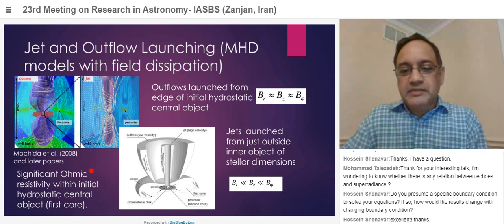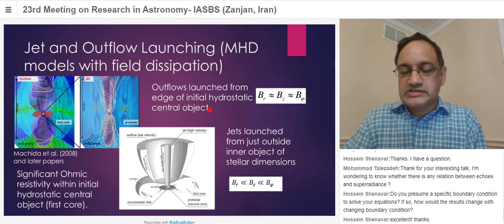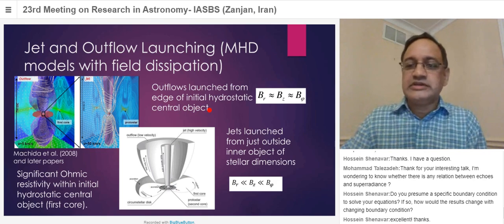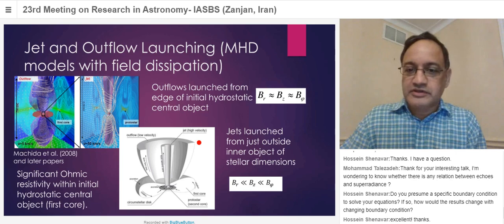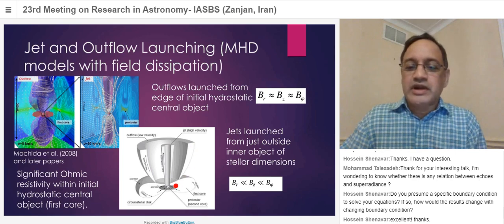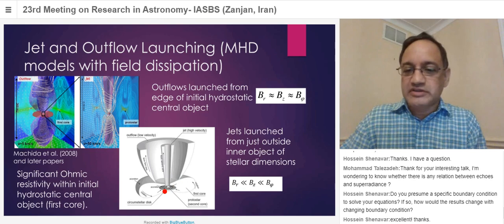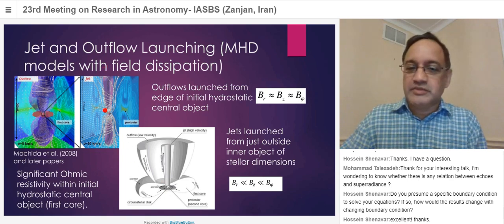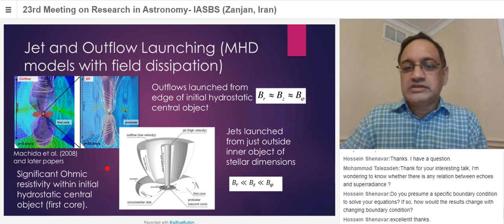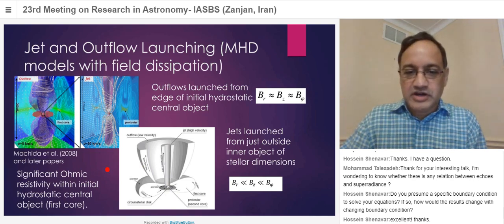axis, then the magnetic effect can fling matter out at the edge of the so-called first hydrostatic core, which has a size of several astronomical units, and that creates the kind of moderate velocity outflow at tens of kilometers per second. Whereas once you form a central object of stellar dimensions, in that region, the twisted field, the B phi component, becomes so strong and develops such a strong gradient that it can launch 100 km per second jets. So this is something I'll come back to later in the talk.